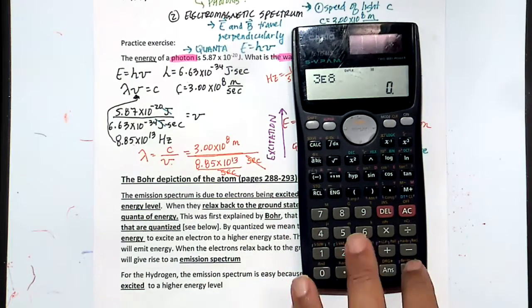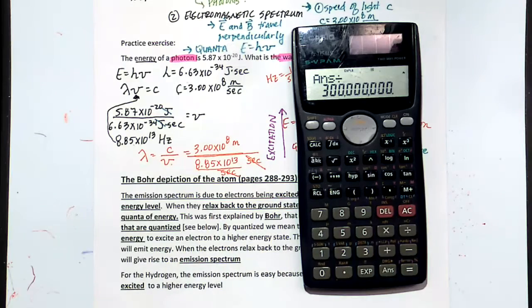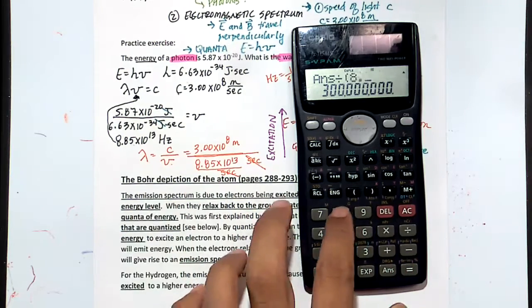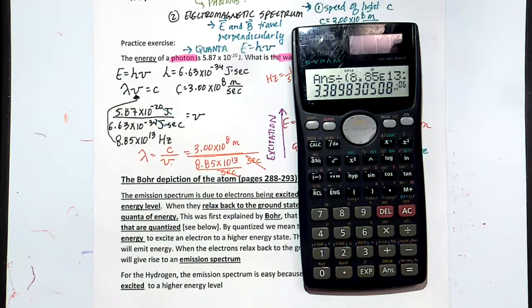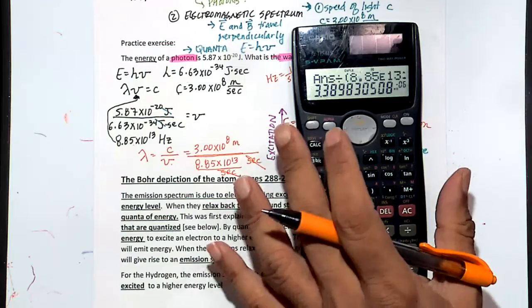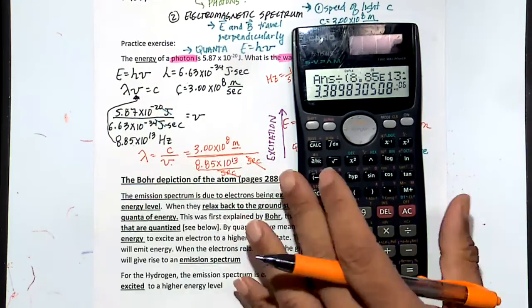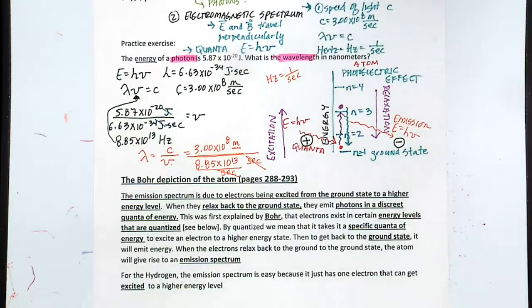Three exponent 8, 3 with 8 zeros, divided by, again, I like to put parentheses by my exponents, 8.85 exponent 13, close those parentheses. Getting 3.39 times 10 to the minus 6 meters.